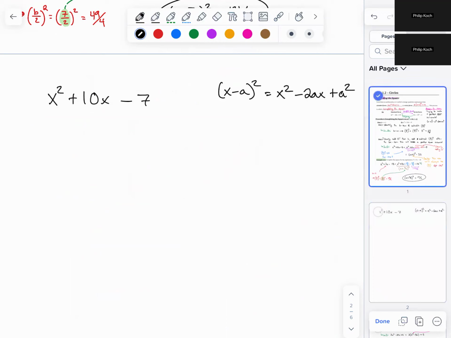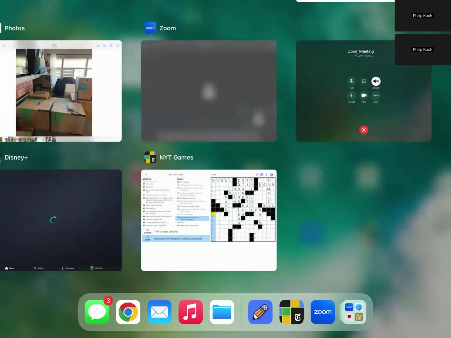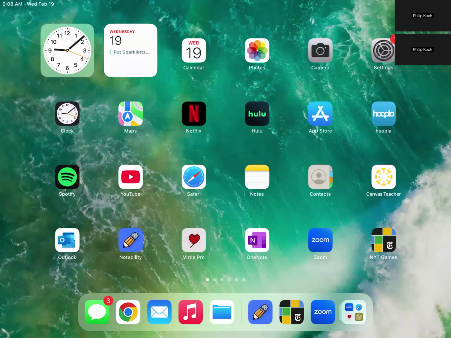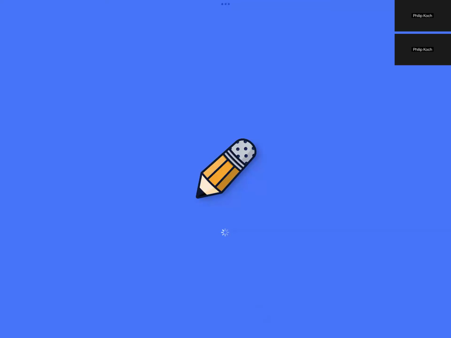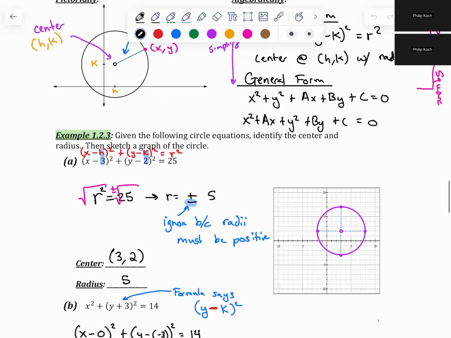So if I were to line that up, plus, I guess I should do plus. It doesn't change too much, because a could be positive or negative, but either way. This thing is glitching out, so I'm going to have to shut it down and restart it. Go back to that page.